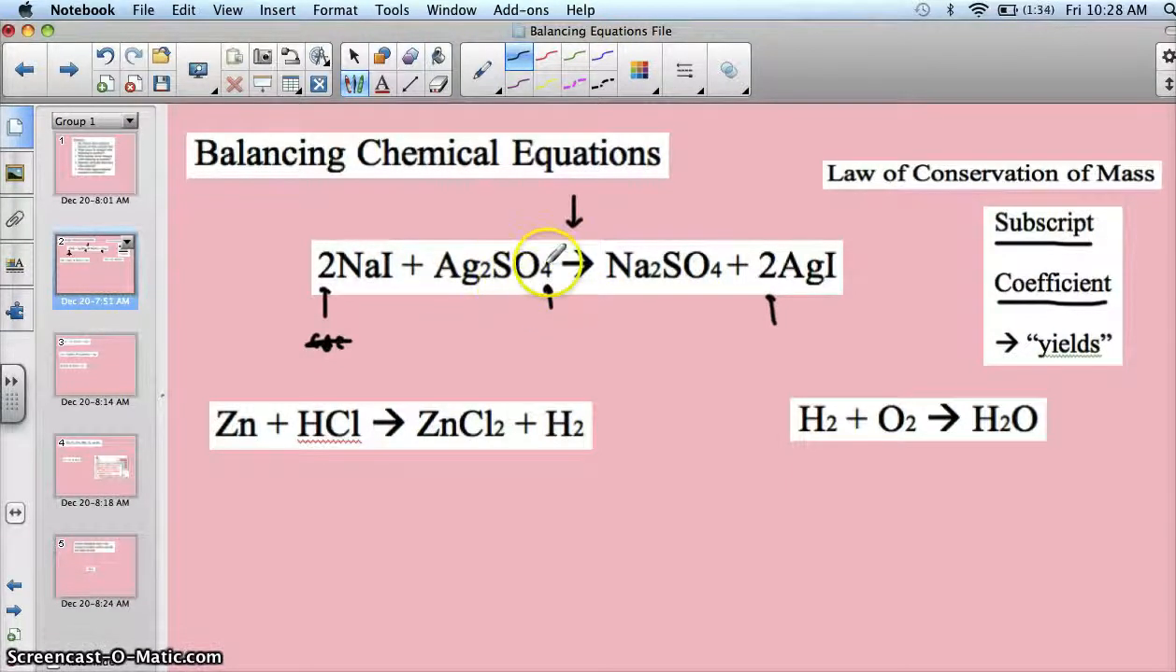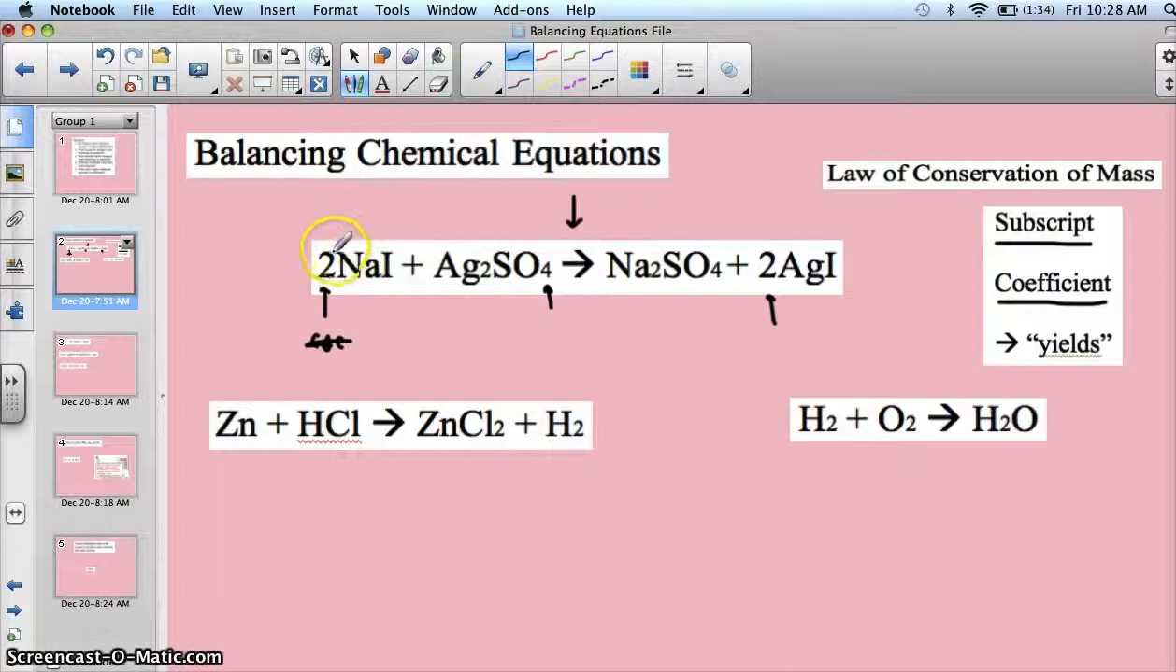And that's why you cannot change these, because if you were to say make this a 3, it changes what this is, some kind of silver sulfate or something like that. But it changes what it is. So that's why you cannot mess with these subscripts.